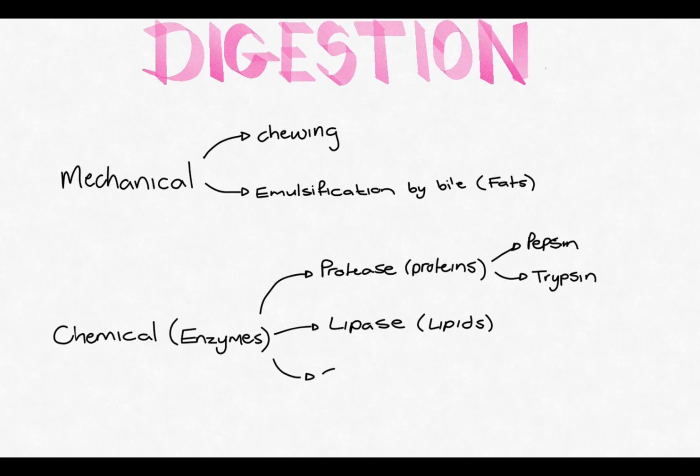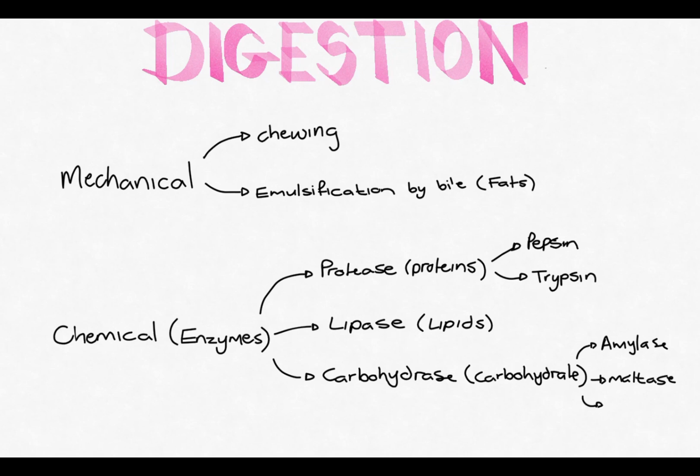Then lastly, we have carbohydrases. Now, carbohydrases break down carbohydrates. These are broken down into simple sugars. Here we have amylase, we have maltase, and we have lactase. Now, unlike pepsin and trypsin, amylase, maltase, and lactase do not have different optimum pHs, but they do work on different substrates, meaning that they work on different types of carbohydrates.